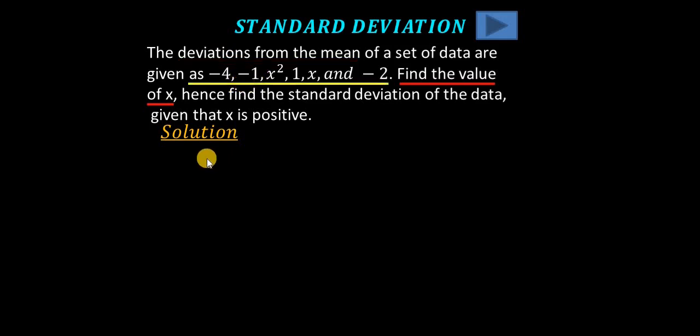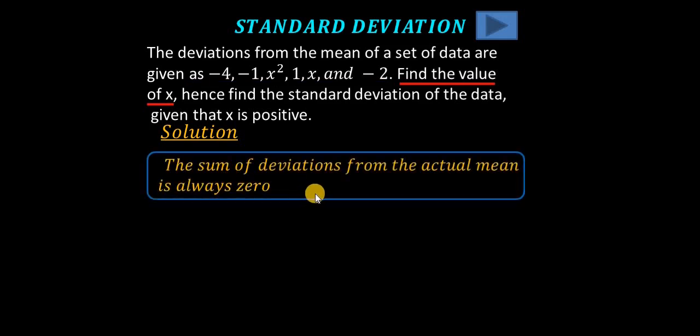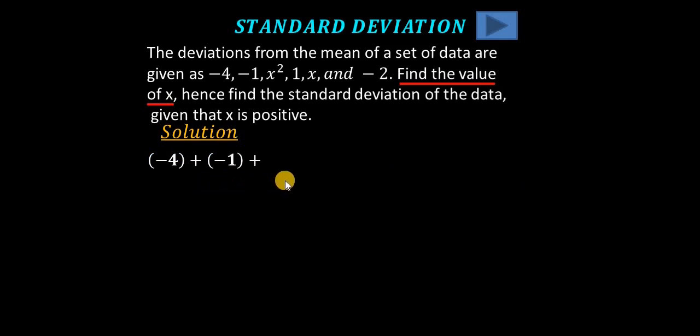Before we continue, we'll have to recall that the sum of deviations from actual mean is always 0. It is from this concept that we're going to form an equation where we'll be able to get the value of x. We are going to add these deviations and equate them to 0. That is, we'll have the deviations added and then equated to 0.